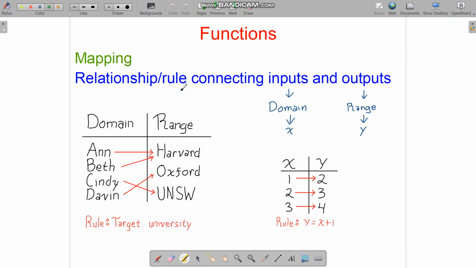And mapping is the relationship or rule connecting inputs and outputs. For input or domain, we use the letter x. For outputs, we use the letter y usually. For example, we have the domain as the names of students, and the range is the list of universities. The rule is target university. For example, in maths, we have the domain 1, 2, 3, the rule y equals x plus 1, so 1 plus 1 is 2, 2 plus 1 is 3, 3 plus 1 is 4.